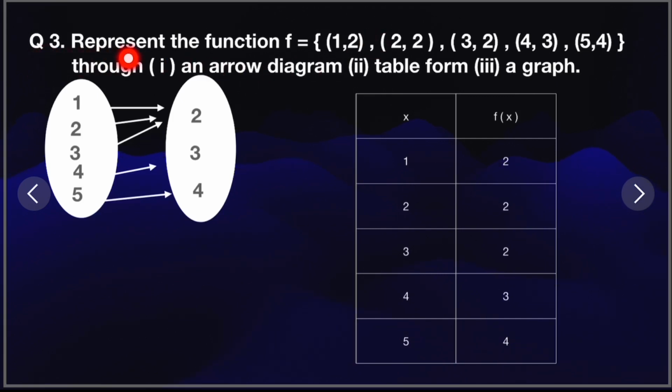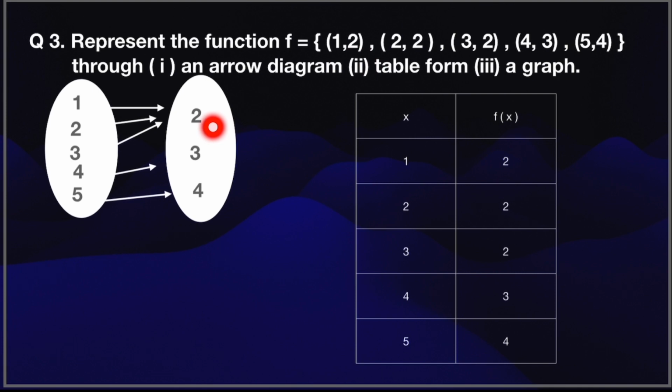Okay, question 3. Represent the following function through an arrow diagram, table form or a graph. So they have given it in ordered pairs, a set of ordered pairs. So you are going to draw the diagram. First draw the oval shapes, and write down all the x values: 1, 2, 3, 4, 5. Then corresponding to that, write down the images in the next oval, and draw the arrows. Here you see that 3 elements, 1, 2 and 3, have the same image 2. So all these arrows will point towards the 2.